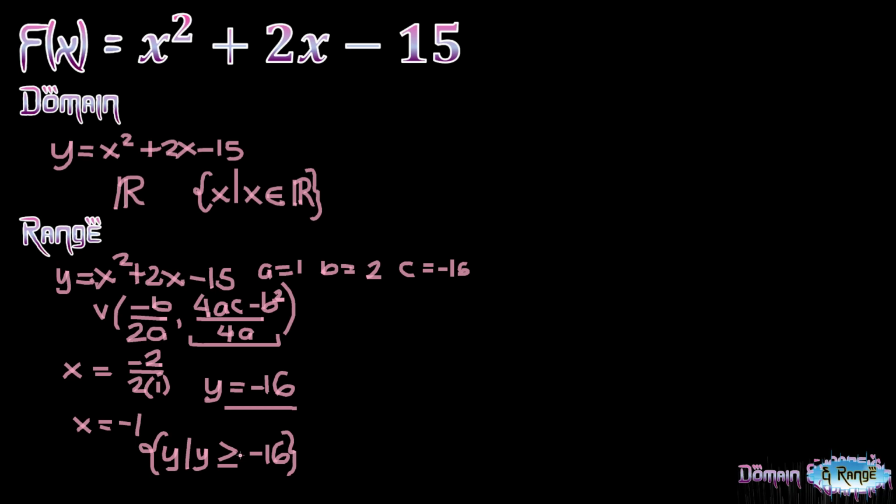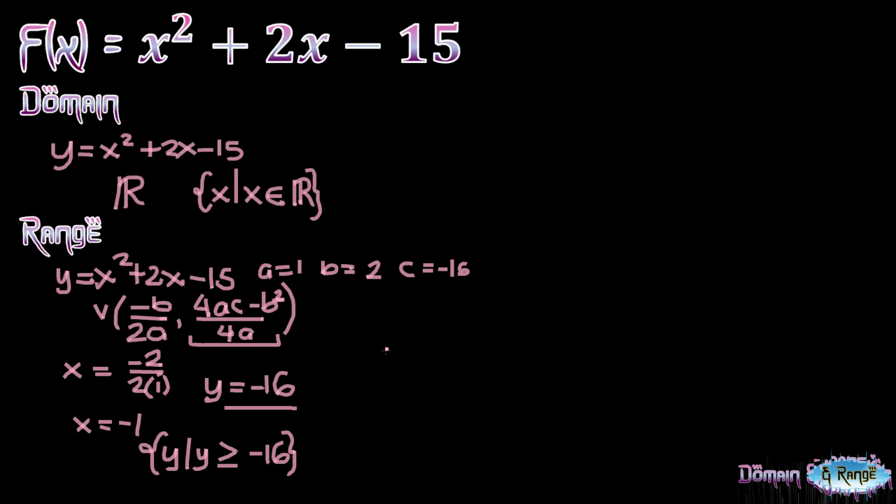This inequality is correct because our a is positive. But if this is negative, we're going to do it the other way around. And the equality will still be included because, as we have shown here by substituting negative 1, y, which is negative 16, is a possible value.